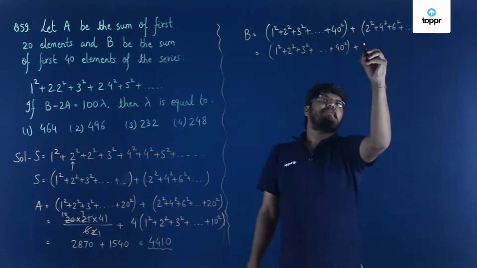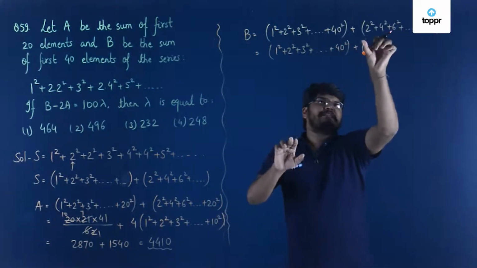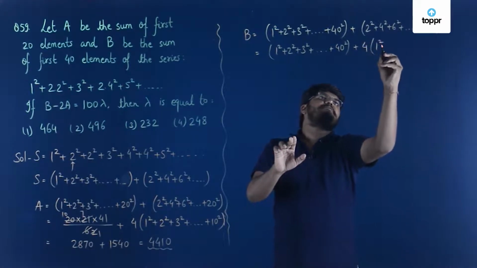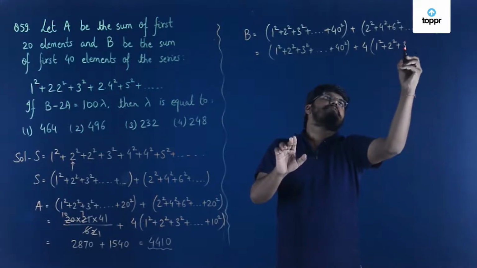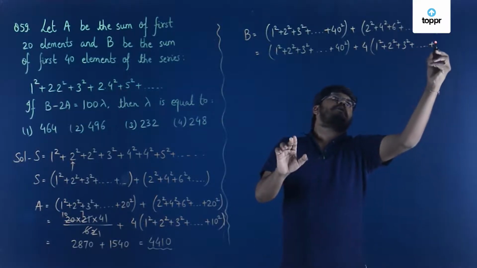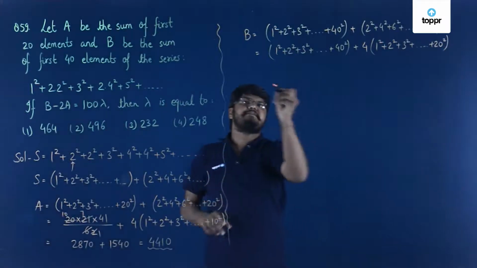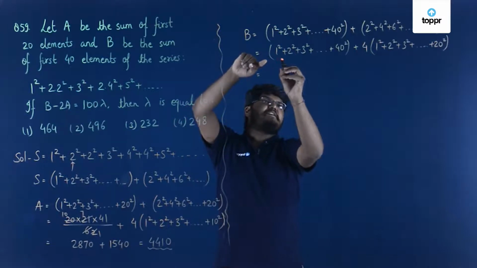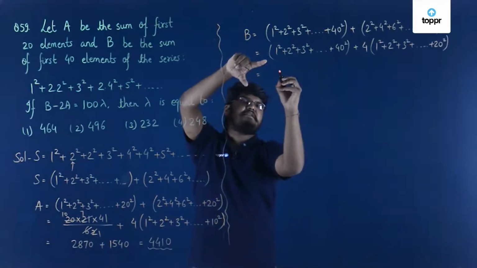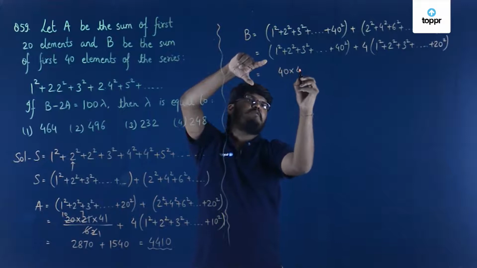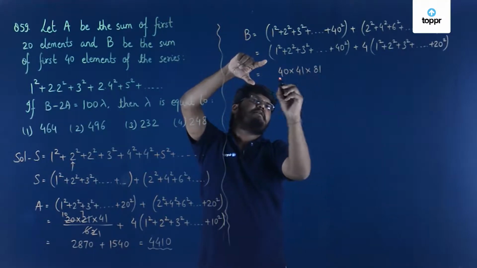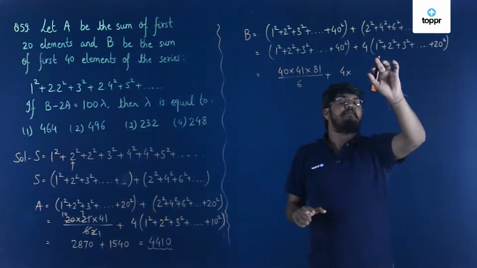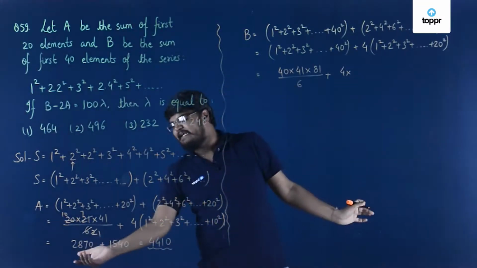So this will become, well, let's first take out 4 common. Once you take out 4 common, it will become 1 square plus 2 square plus 3 square and so on up until 20 square, right guys? So now, this one over here is, well, sum of squares of first 40 natural numbers. That means n into n plus 1 into 2n plus 1 divided by 6, plus 4 times sum of these squares of first 20 natural numbers, which is right over here.